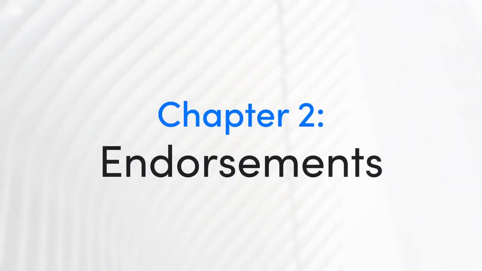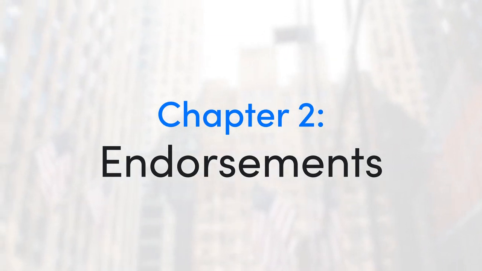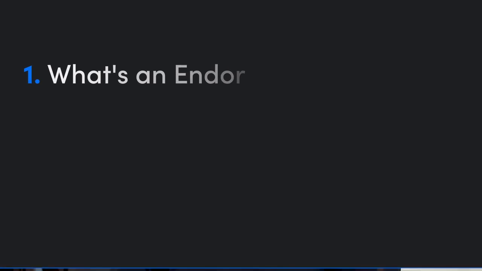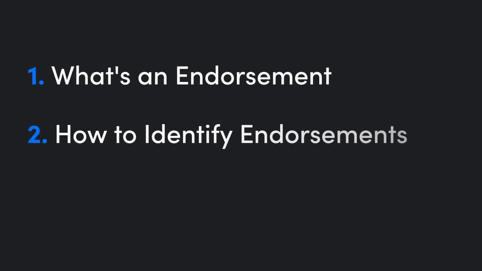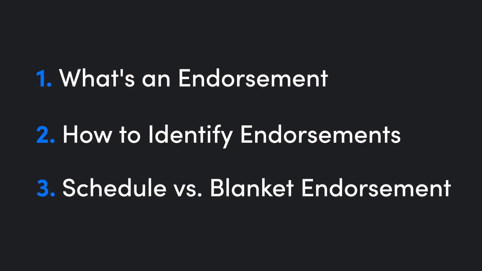In the previous chapter, we covered the basics of COIs. In this chapter, we're going to talk about endorsements, including what is an endorsement, how to distinguish and identify them, and the difference between schedule and blanket endorsements.